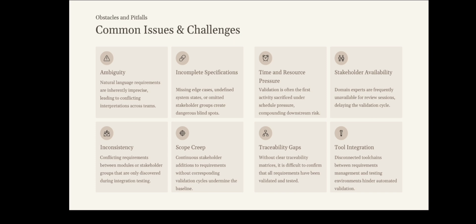Common issues and challenges. Despite its importance, requirement validation faces several challenges like ambiguity, incomplete specification, inconsistency, scope creep, time and resource pressure, traceability gaps, stakeholder availability, and tool integration. Requirements can be ambiguous or incomplete, leading to misunderstanding. Time and resource constraints often limit proper validation. Stakeholders' availability is another issue, as experts may not always be available for reviews. There can also be inconsistencies, scope creep, and lack of proper traceability, which make validation more difficult.